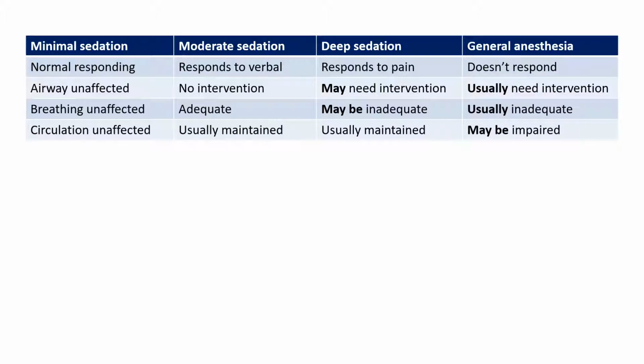And general anesthesia is basically what they do in the operating room if they're going to pull out somebody's gallbladder or appendix, right? This is somebody who does not respond to pain, and usually their airway and their breathing are affected enough that there's got to be some kind of intervention to support it because they're probably not protecting that on their own. And their circulation gets to that point where it might be starting to get impaired.